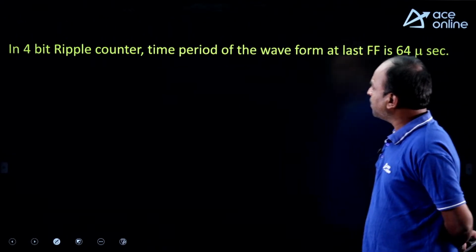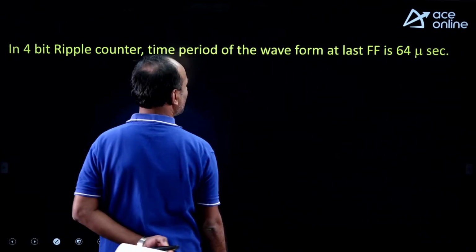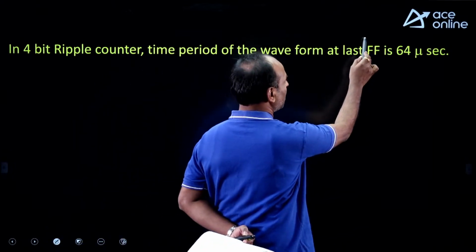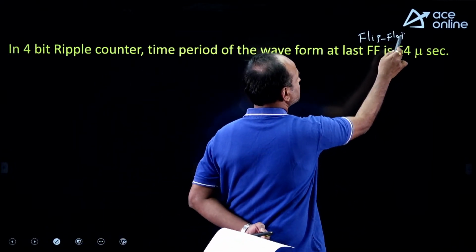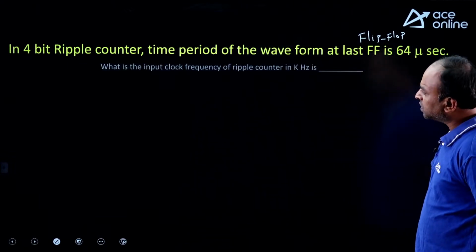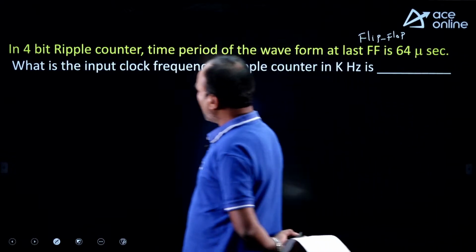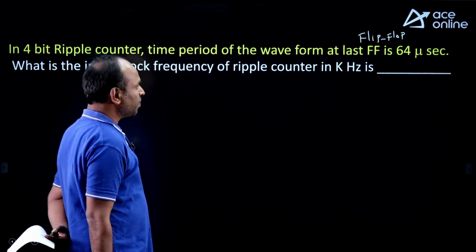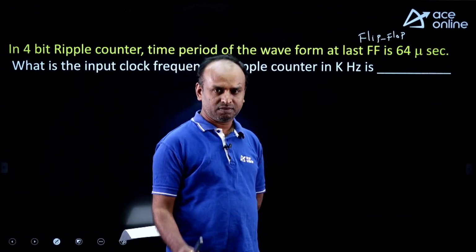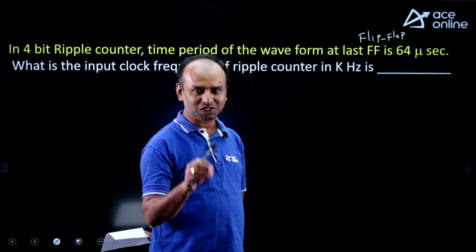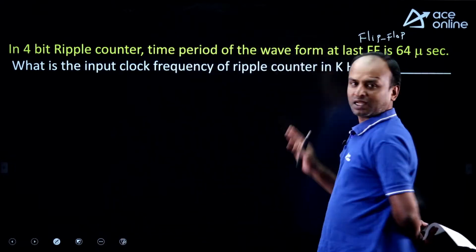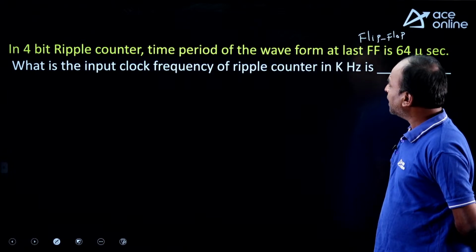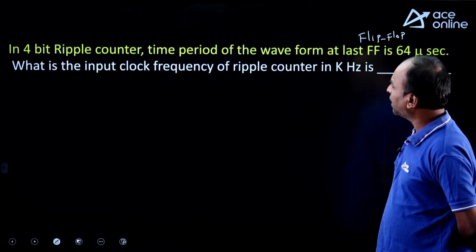Yes. In a 4-bit ripple counter, the time period of the waveform of the last flip-flop (FF means flip-flop here) is 64 microseconds. So the last flip-flop is given. What is the question now? Observe. What is the input clock frequency of the ripple counter in kilohertz? These questions are memory-based questions, whatever we received from the students only.